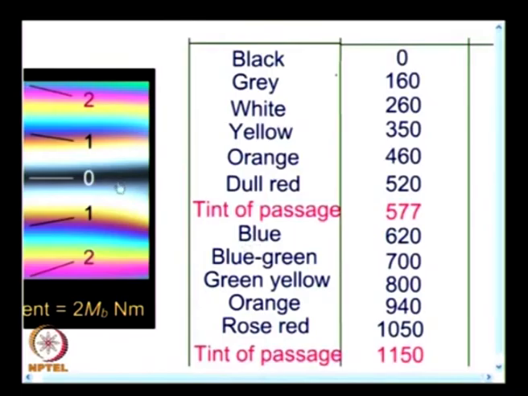You have a black color which I labeled as 0th fringe order, and we have the first transition as tint of passage, which is fringe order 1. If you look at the color sequence, it goes from black to grey, white, yellow, orange, dull red and tint of passage.